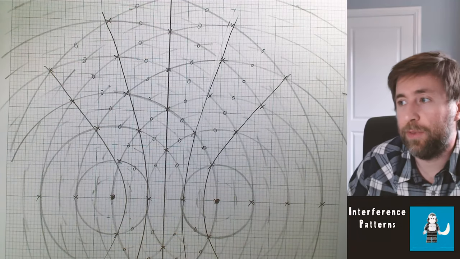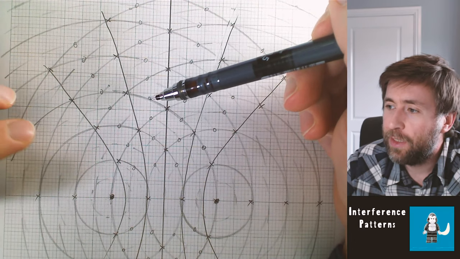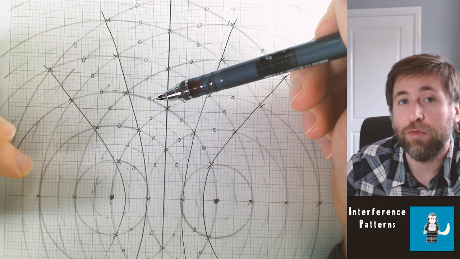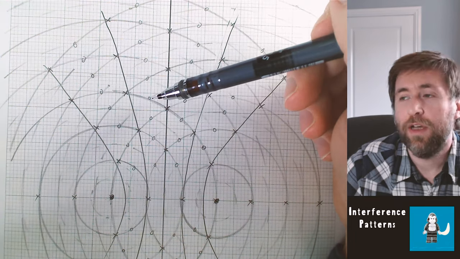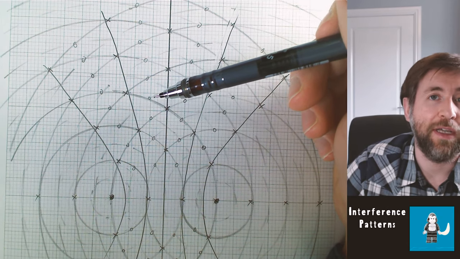Okay, that's plenty for my purposes now. So let's talk about any one of those. Let's talk about this one here. The wave from the left has traveled three wavelengths. The wave from the right has traveled three and a half wavelengths. They have a path difference of half a wavelength, so they've arrived pi out of phase.